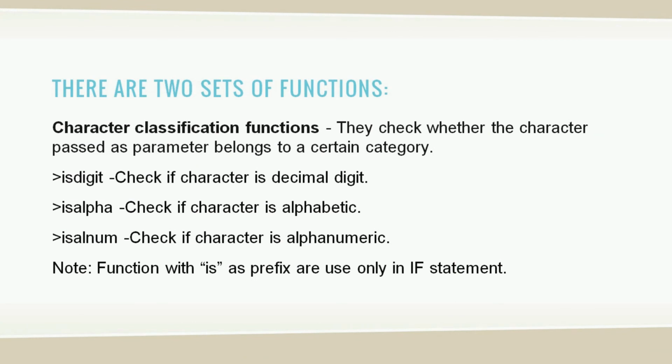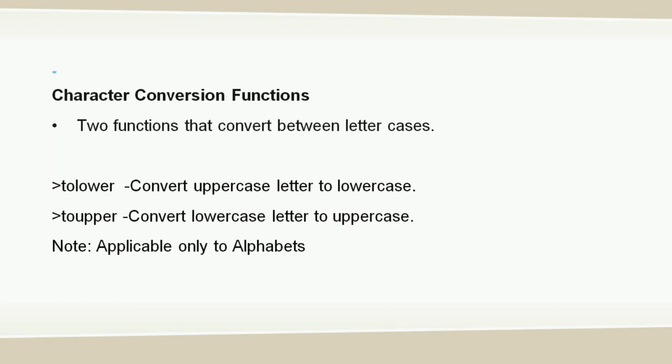There are two sets of functions. First is the character classification functions. They check whether the character passed as a parameter belongs to a certain category. Second is the character conversion functions, two functions that convert between the letter cases. So, unlike the character classification functions, we only have two character conversion functions and those are tolower and toupper.